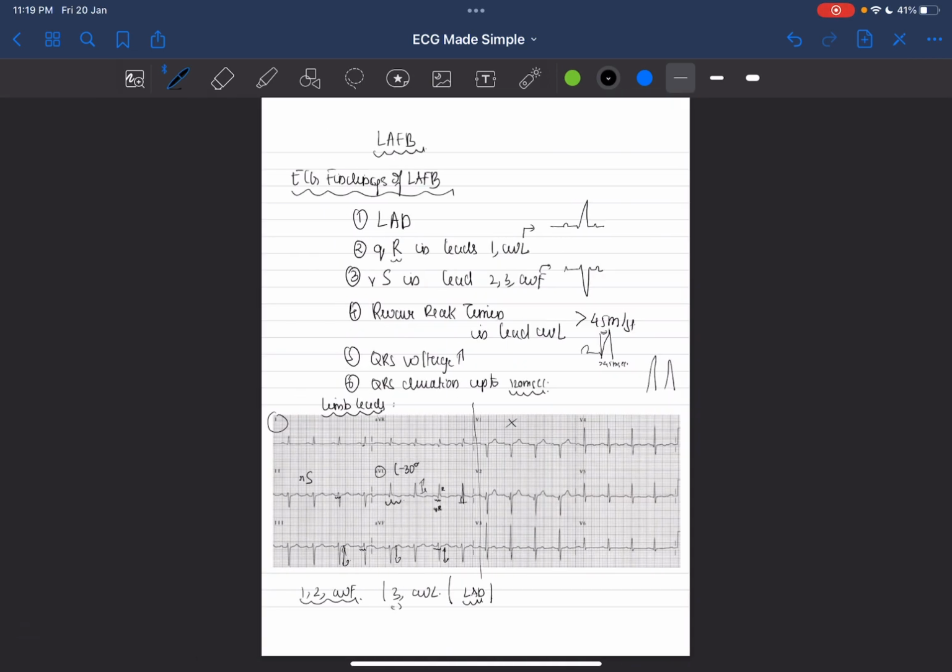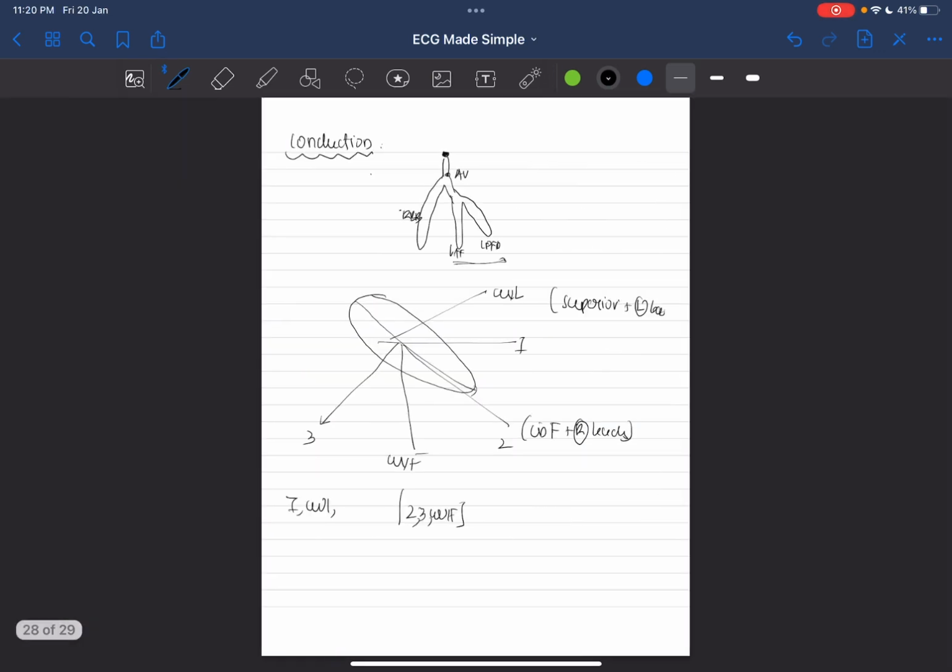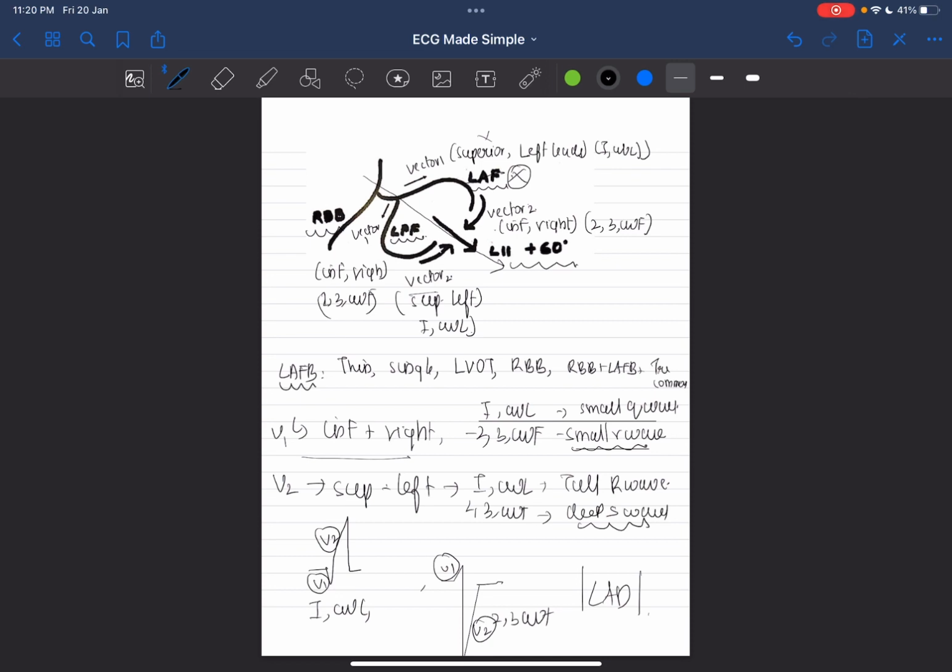So you know left axis deviation, you know an RS in leads 2, 3, and aVF, and a small QR in lead 1 and aVL. And because of the slowness of conduction from the left anterior fascicular block, there will be prolongation of the aVL R wave peak time, more than 40 milliseconds.